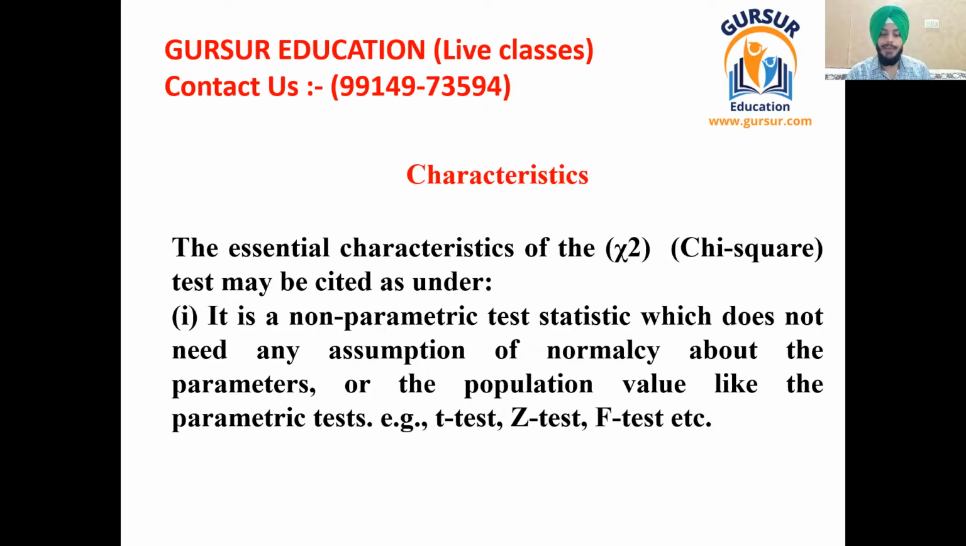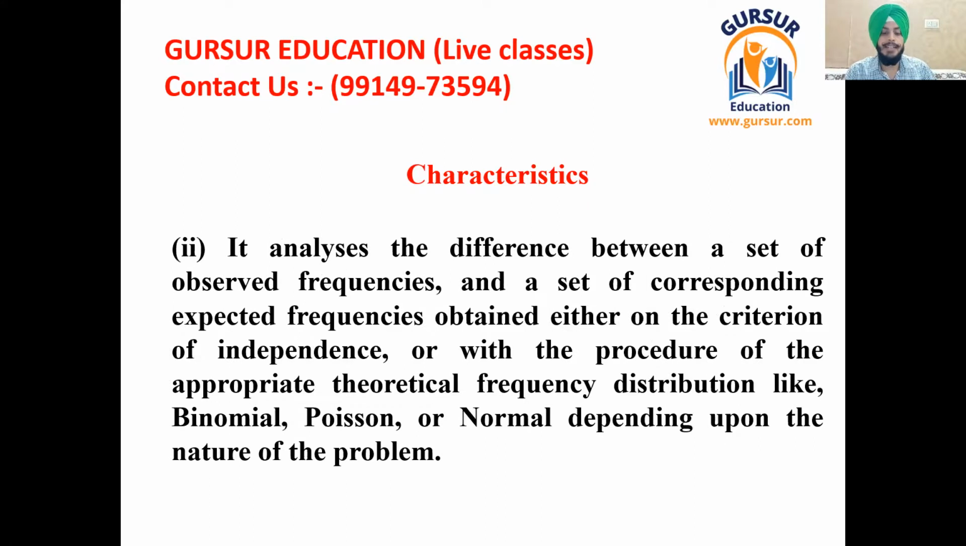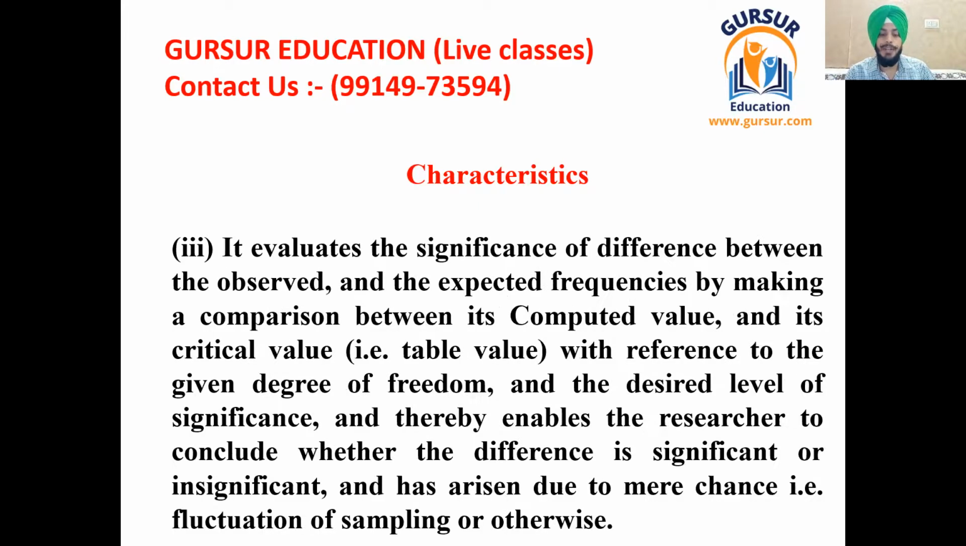Then I taught you about the characteristics of the chi-square test, that this is a non-parametric test, used for finding the difference between observed and expected frequencies. Then two values are found out. The first is named the computed value, which is computed on the basis of a formula given for the chi-square test, and after that there is the critical value given in the chi-square table, and these two values are compared.